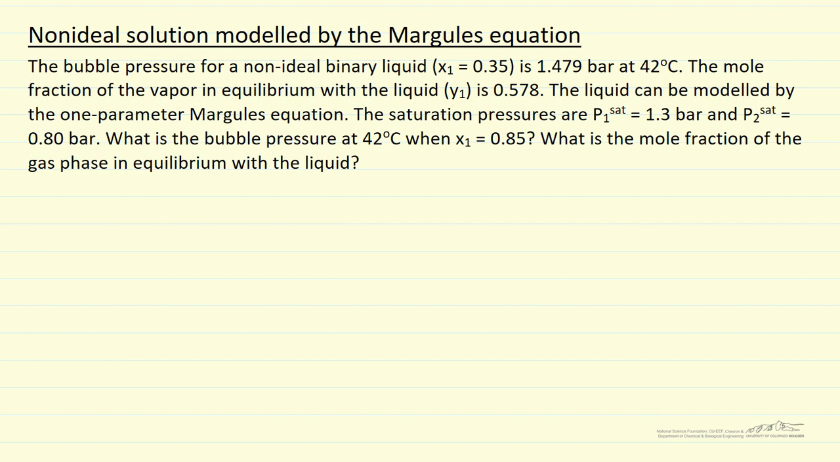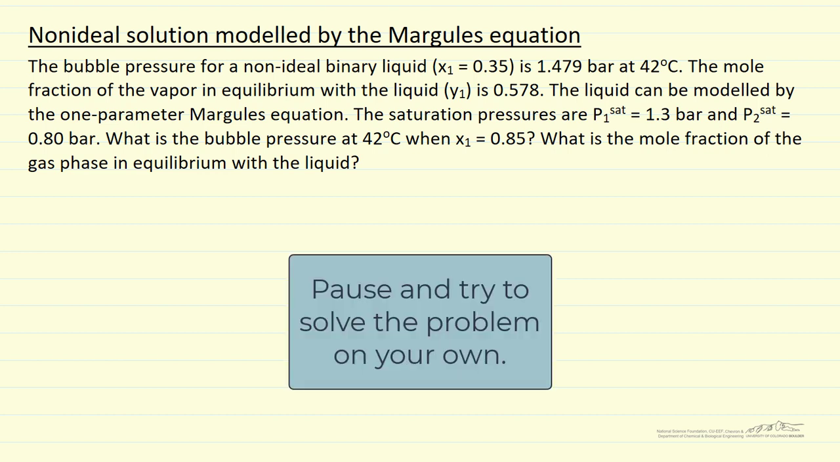The idea is we want to use the data at one point to calculate the parameter. Then, at the same temperature but a different mole fraction, we want to determine the bubble pressure and also the mole fraction of the gas phase that is in equilibrium with the liquid. So what I'm going to do first is pause and write down the information that we know. It's always the best way to start a problem: put down in symbols the important terms that we already have and what our unknowns are.